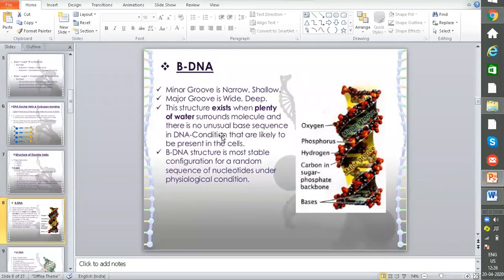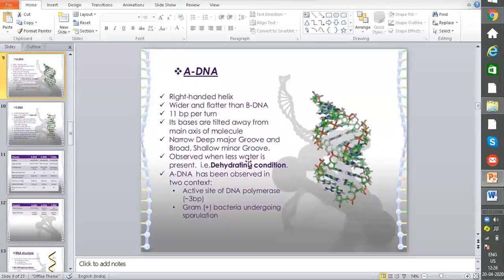And here it is present in the cell, where the water molecule is present, and it is very stable compared with the other DNA molecules. So this bDNA is a very stable molecule. And the next one is aDNA.